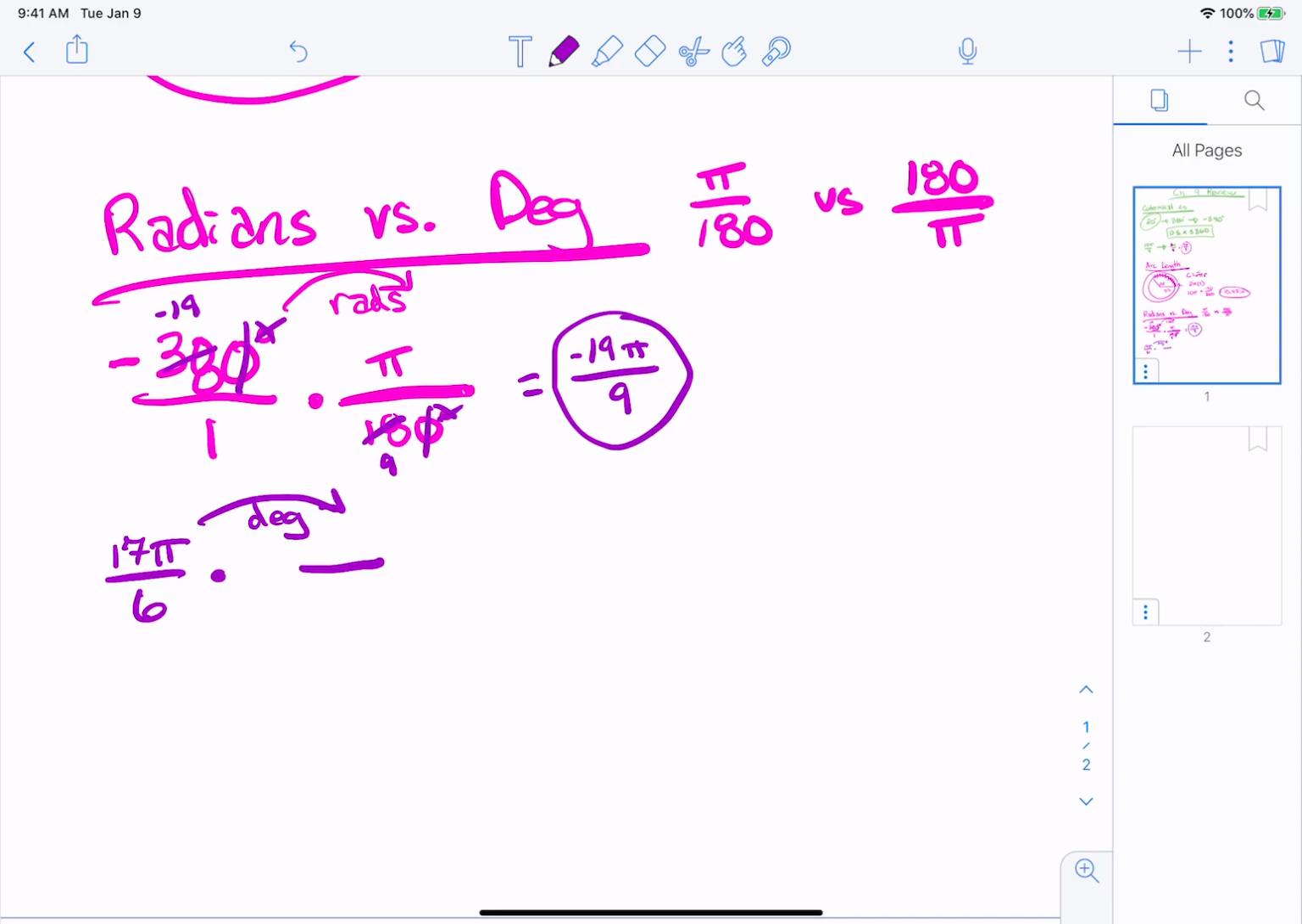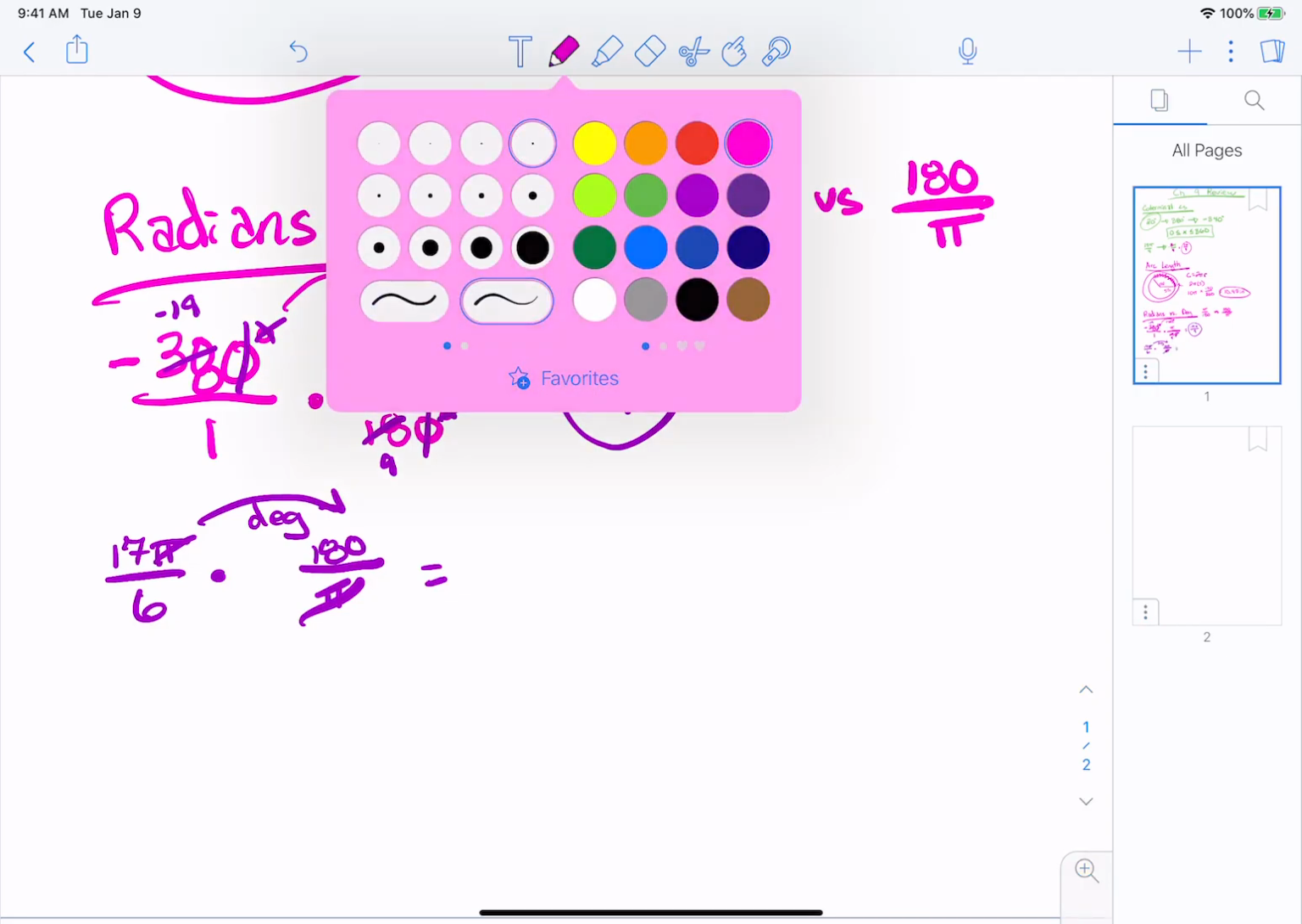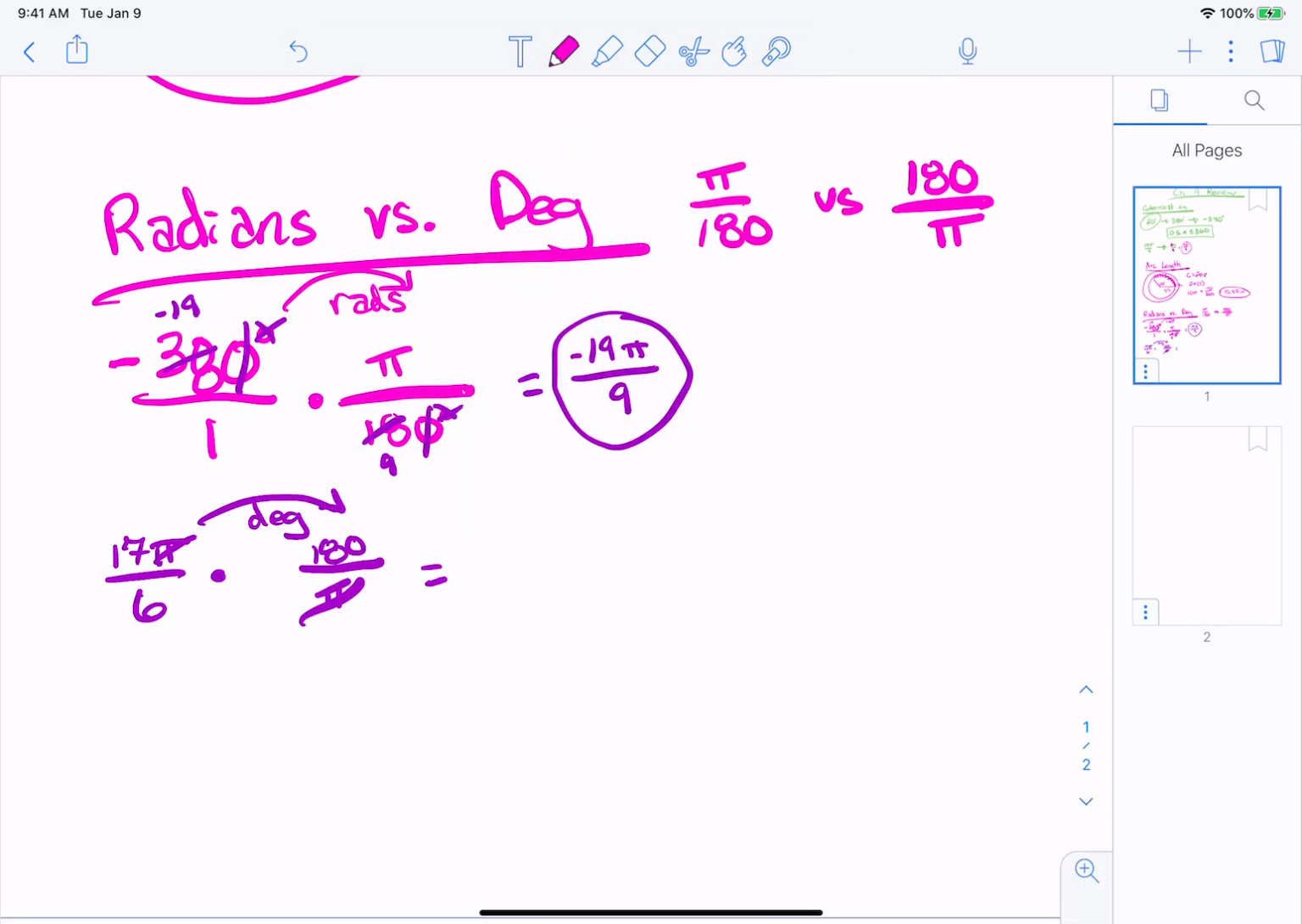Pi over 180. No, 180 over pi, because I want the pi's to cancel. Pi, pi. So anything else that will reduce? 6 and 180. So this will become 1 and 30. Okay, then I take 30 times 17, which would be 510 degrees. Is that right? Yeah. There you go. That's how many degrees it is.